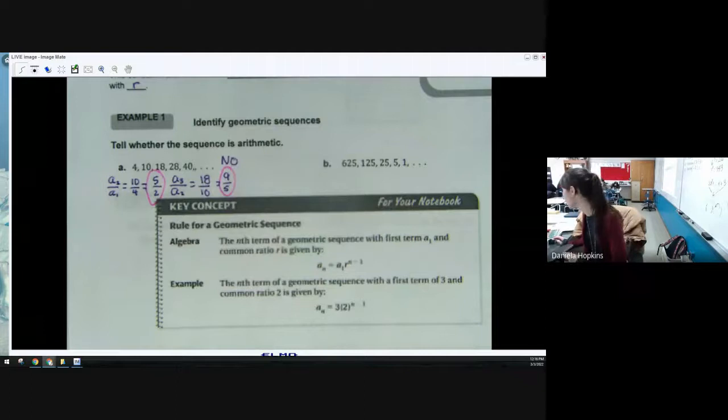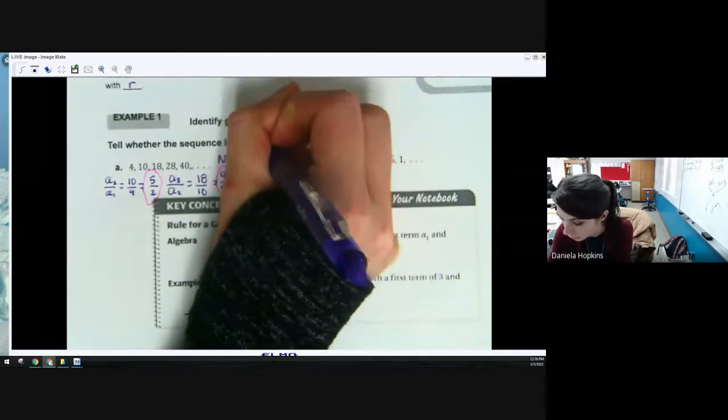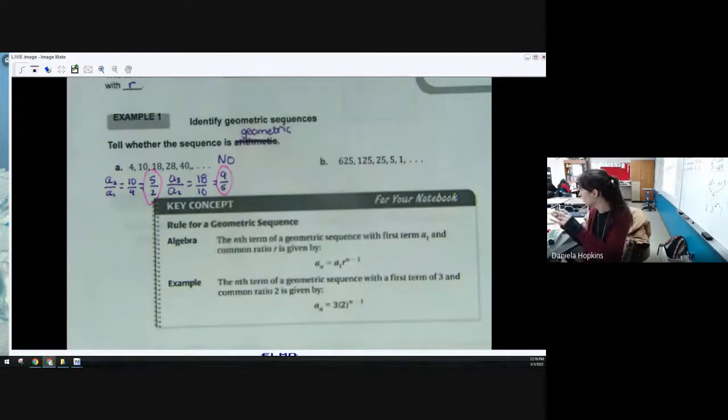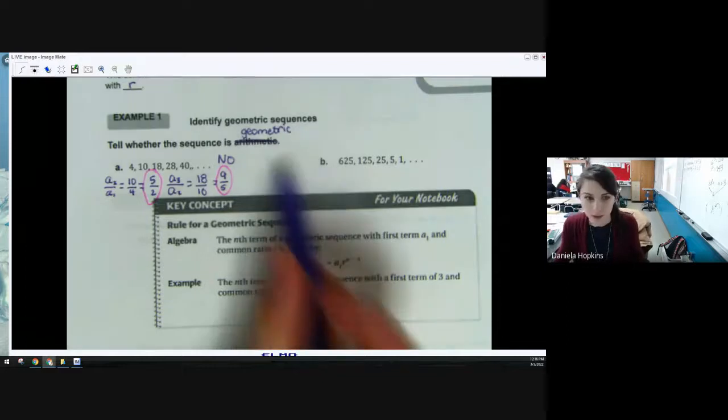And on Go Formative, it's just a yes or no. Oh, hey, my directions are wrong. That should say geometric. These notes are so similar to the arithmetic ones that I really just went through and erased certain words. And apparently I missed one.